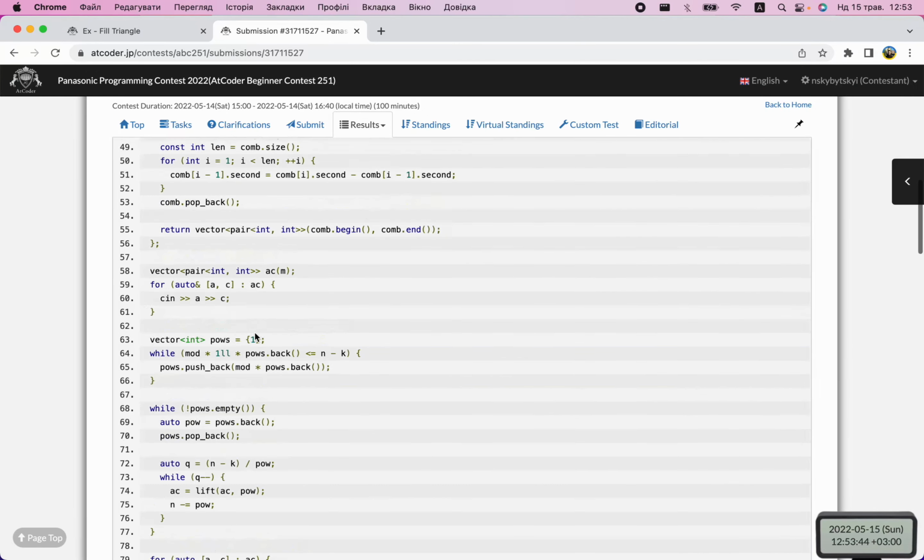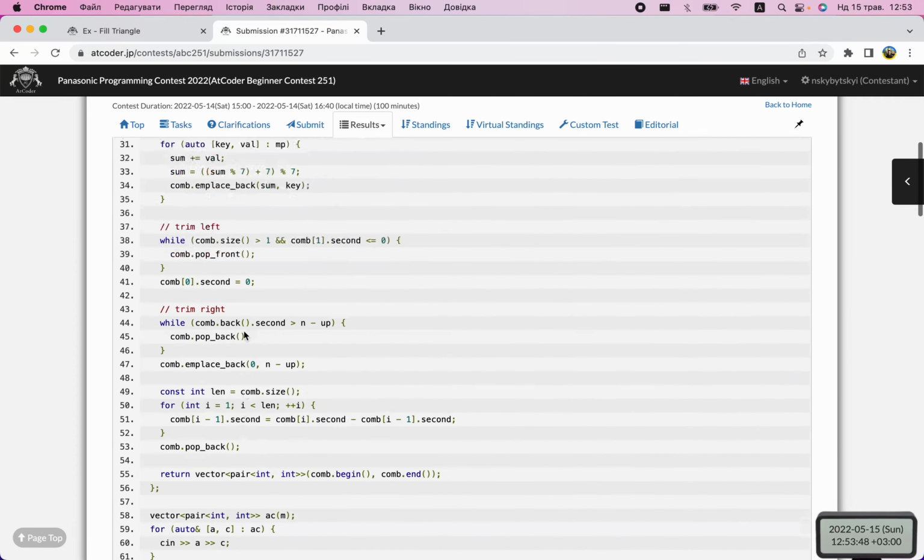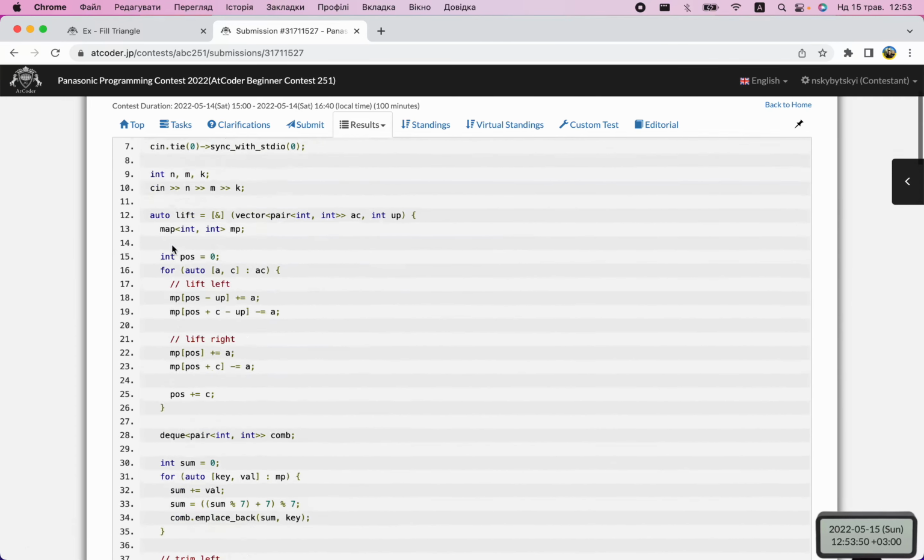And then I can just repeatedly lift. This is kind of slow because I'm doing this with a map. You can do it without the extra log because we just merge two sorted sequences, right? You can merge them in linear time because they are already sorted. But I just found it easier to implement using a map. So yeah, that was my solution.